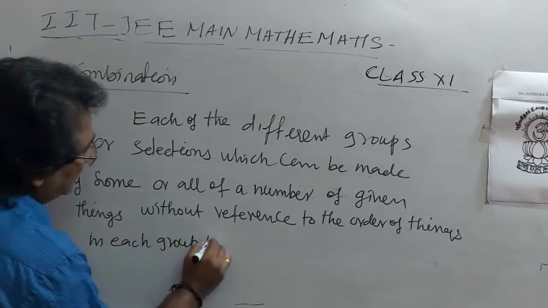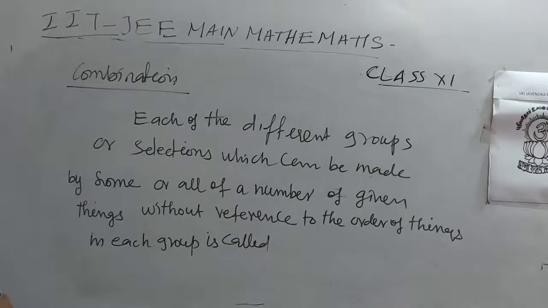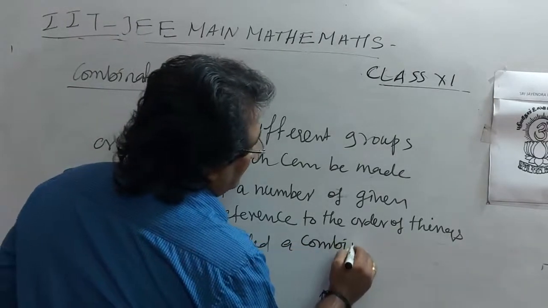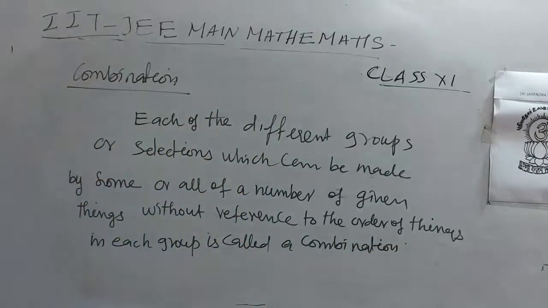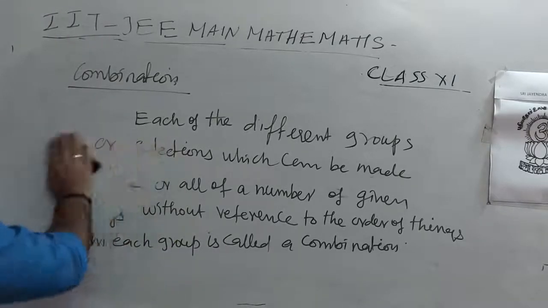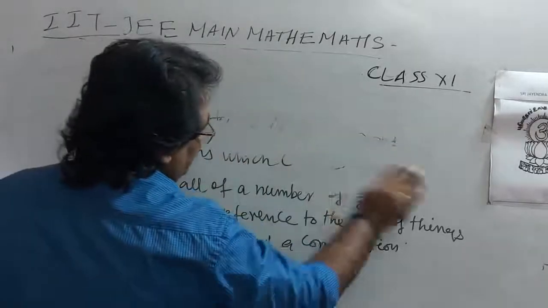Each group is called a combination. In permutation, the order is important. In combinations, the order is not important.